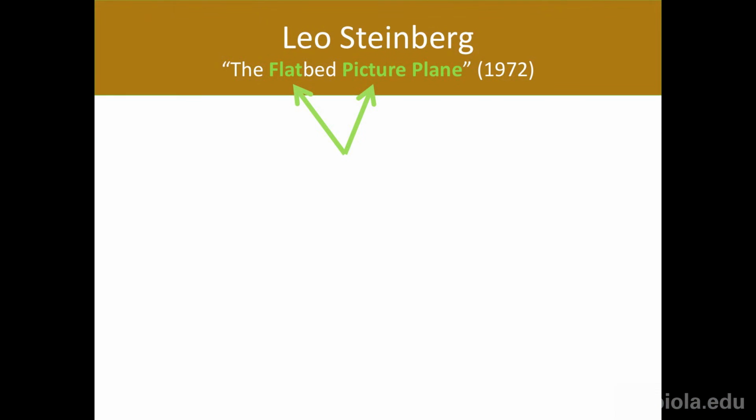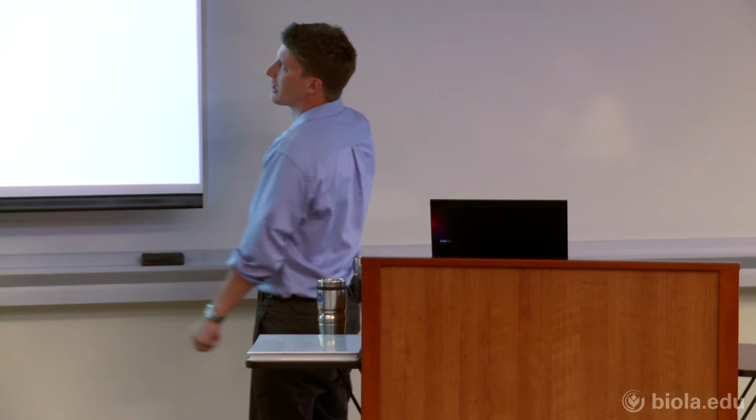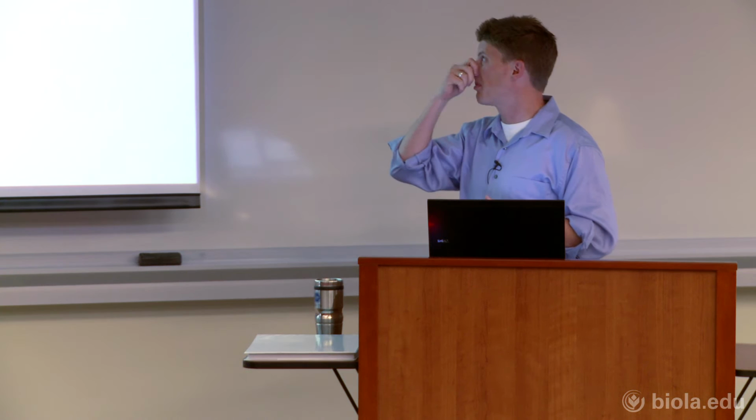Now, what does that immediately make you think of? It's almost a title that perhaps Greenberg would have given to one of his essays, right? The Flat Picture Plane. The flat picture plane is what he is fairly obsessed with, and what everything we've been talking about up to this point in the class is fairly obsessed with. Steinberg, however, doesn't title it the flat picture plane, but riffs on it a little bit, titling it the flatbed. What do you think of with the word flatbed?